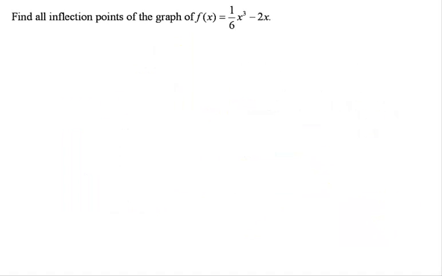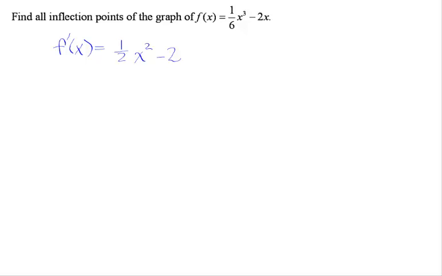Find all inflection points of the graph of f of x. So here's the process. The process is find the first derivative. I don't need the first derivative. I'm not going to answer any monotonicity questions, but the only way that I can get to the second derivative is to go through the first derivative. So the derivative of the first term, the 3 pops down front. That leaves me a coefficient of 1/2. Reduce my power by 1. There's the first derivative function.